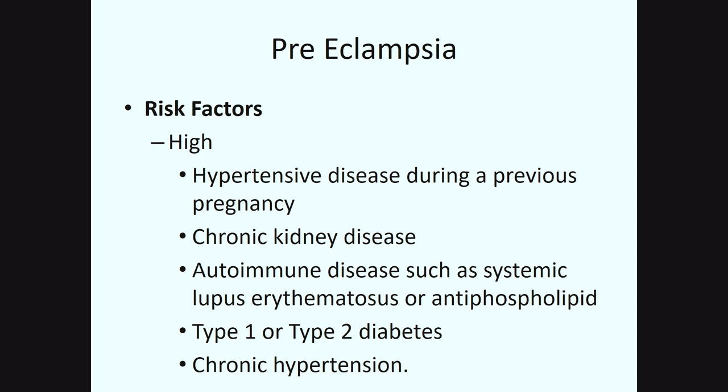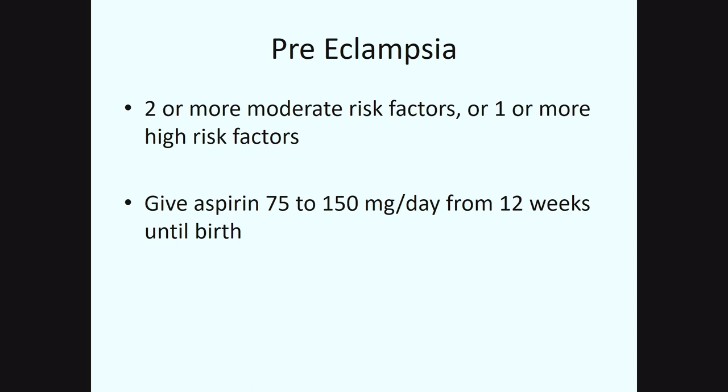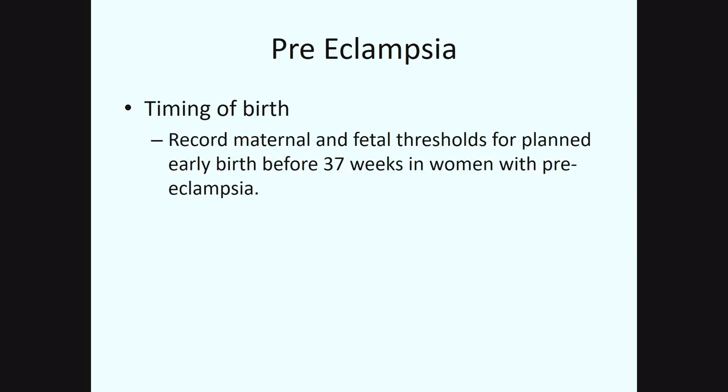For preeclampsia, two or more moderate risk factors or one or more high risk factors means you need to start aspirin, 75 to 150 milligrams per day from 12 weeks until birth. And about the timing of birth in preeclampsia, the recommended maternal and fetal thresholds for planned early birth before 37 weeks in women with preeclampsia. So we'll go through the thresholds.